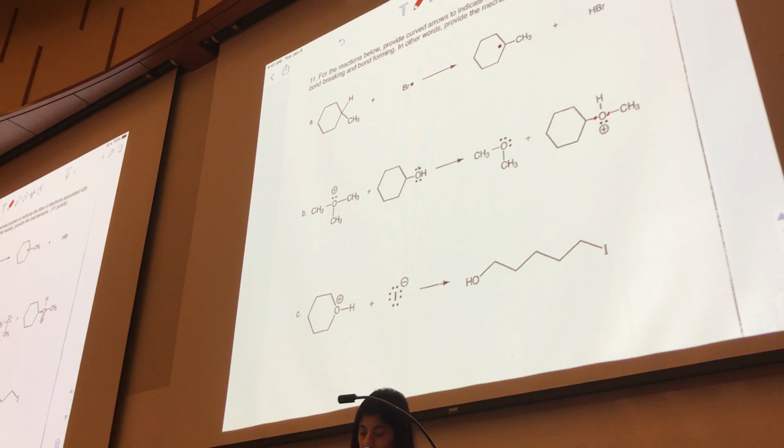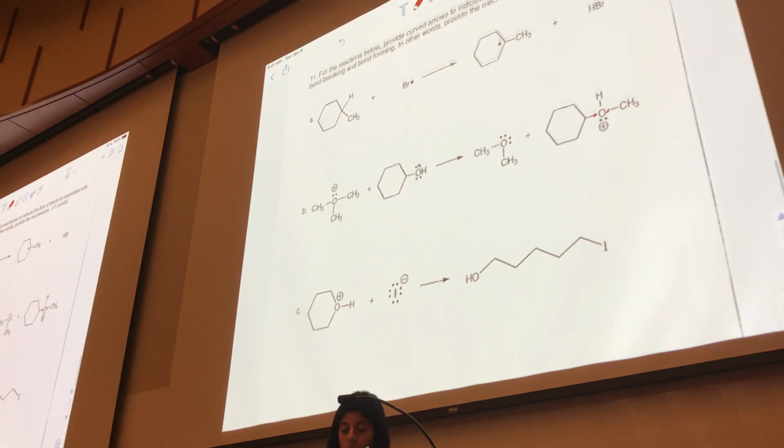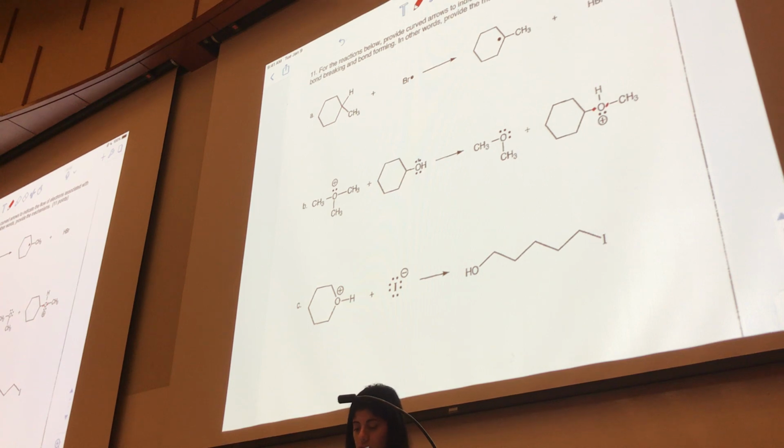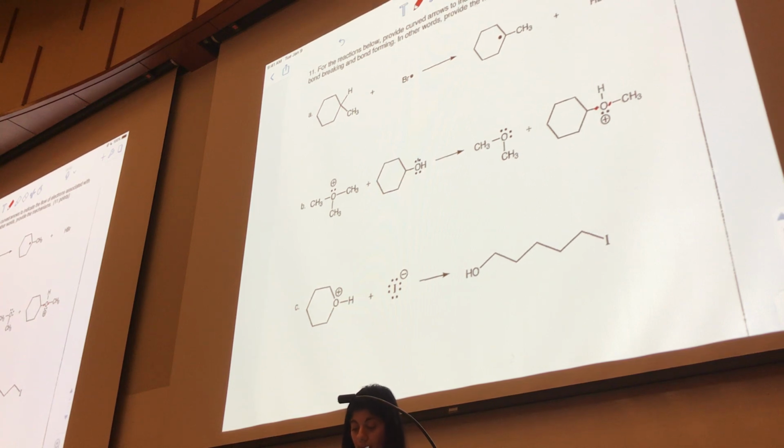For the reactions below, provide the curved arrows to indicate the flow of electrons associated with bond breaking and bond forming. In other words, provide the mechanisms. So in class, I don't think she's gone into mechanism yet, but she probably has done free radical halogenation. That is the first reaction from order 1. As the name says, you're going to form free radicals. Free radicals means that you have an atom or molecule that has one unpaired electron on it, such as this bromine free radical. As you're going through the reaction, you get that as your intermediate. That's what that means, okay?